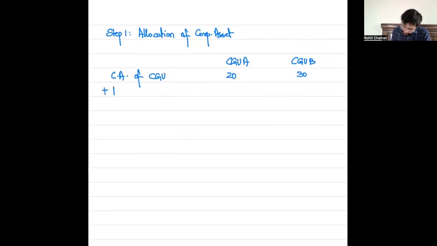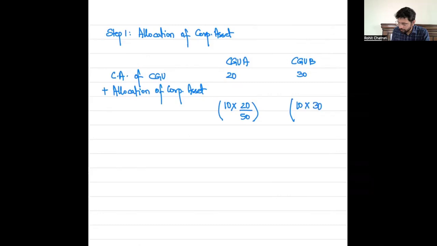I then add the allocation of the corporate asset. The corporate asset had a carrying amount of 10 million. I'm going to allocate it in the ratio of 20 is to 30. So that will be 10 into 20 by 50 and 10 into 30 by 50. So this will be 4 and this will be 6. I'm allocating the carrying amount of the corporate asset in the ratio of 20 is to 30, and I'm allocating 4 million to CGU A and 6 million to CGU B. Why are we doing this?